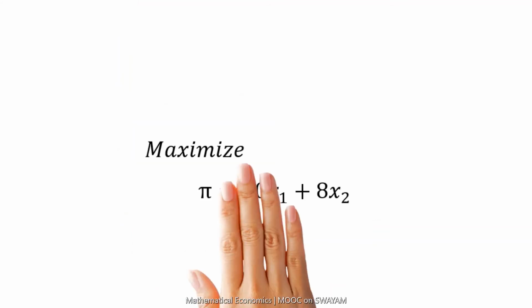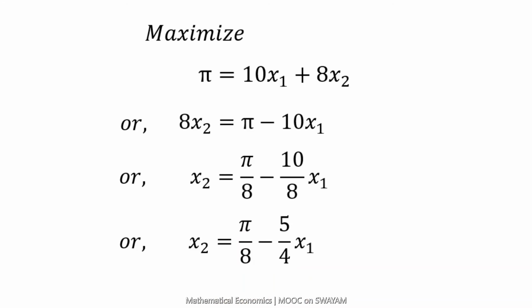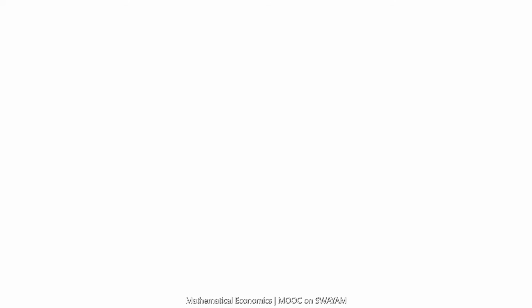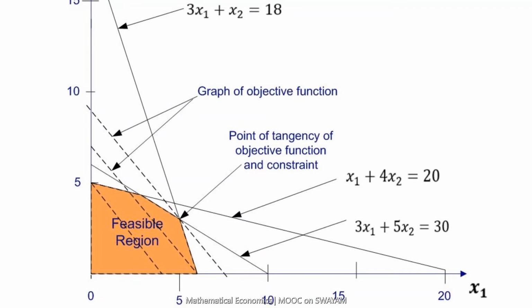Now, in order to obtain the optimum solution, we transform the objective function and draw the graph of the objective function to see at which basic feasible solution it is tangent. The dotted lines give the graphs of the objective function, and we can see that it is tangent at point B. Could you find the coordinates of B?